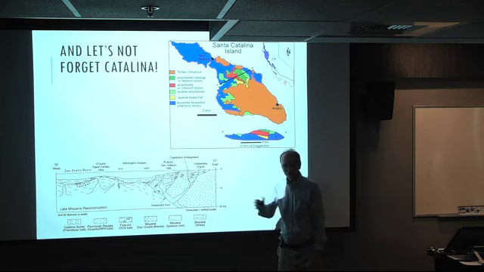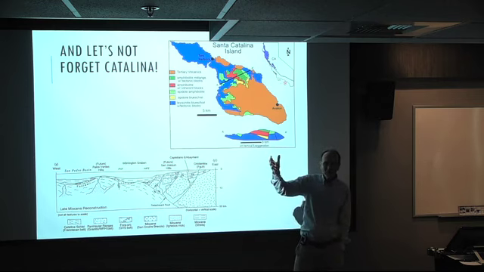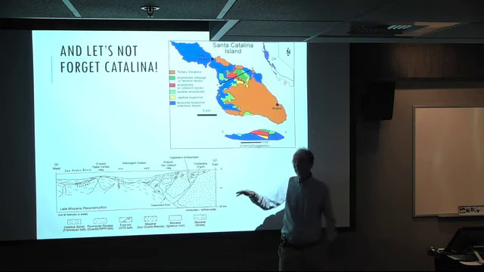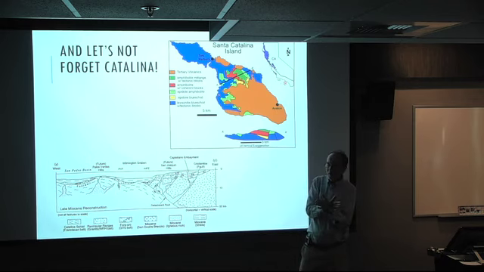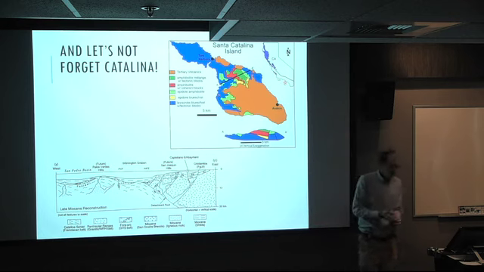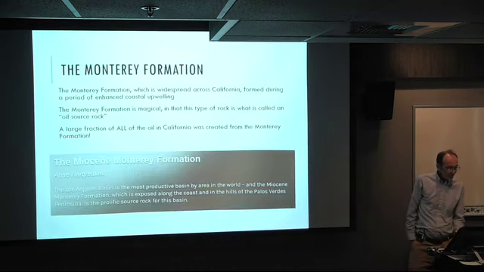And one of the questions is, everywhere else in California you see the Monterey Formation, you don't see volcanic rocks. It's just in Southern California, and it's because that's where the rotation of the Santa Barbara block occurred. Okay. All right, so the Monterey Formation.